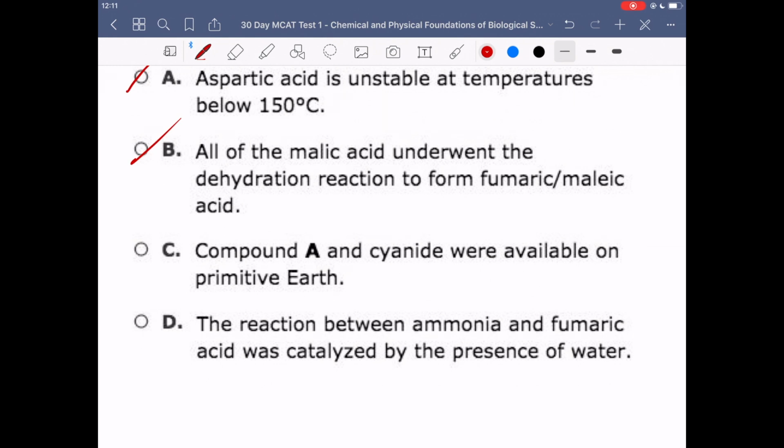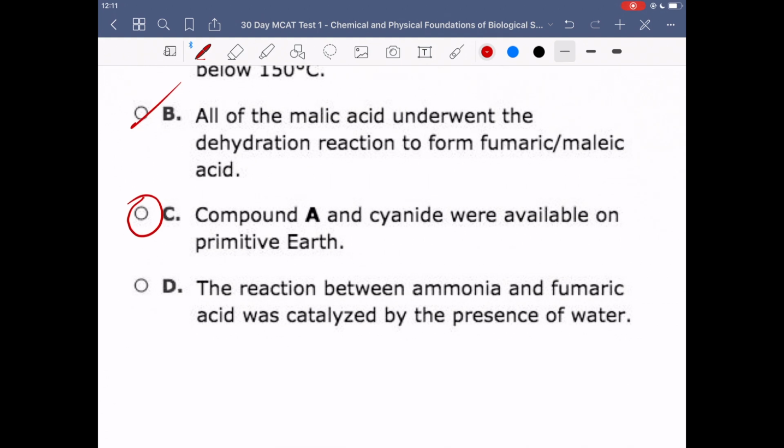And finally, option C is saying compound A and cyanide were available on primitive Earth. Yes. So just like I explained, for them to assume that scheme 2 is what gives rise to aspartic acid, they're assuming that everything that's a reactant has to have been present under primitive Earth conditions.